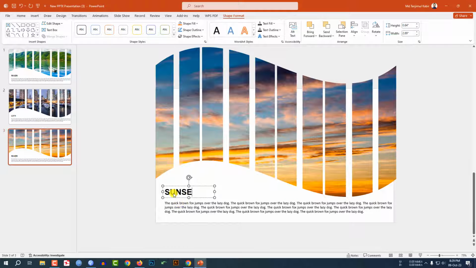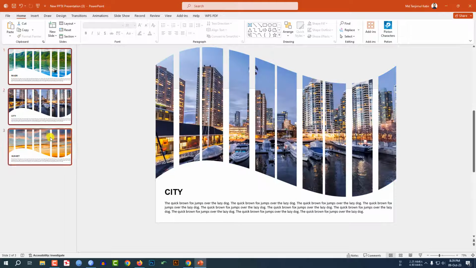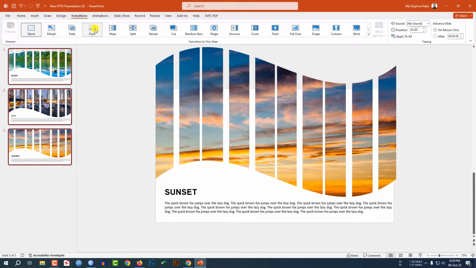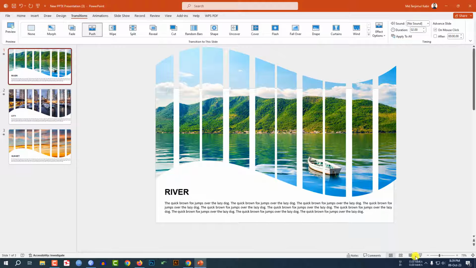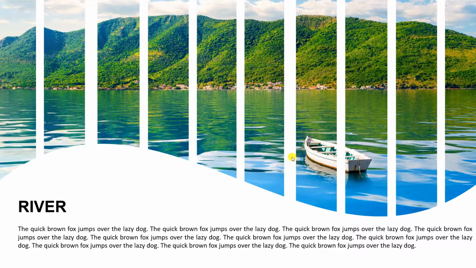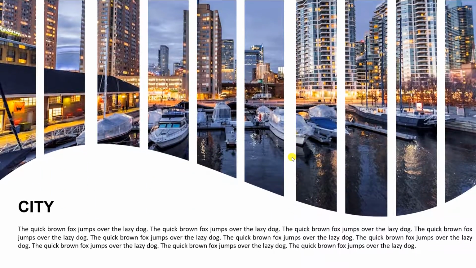write here Sunset. And select these three slides, go to Transition, click on Push and change the duration to 2 seconds. Let me click on this, go to Slideshow Mode, and this is looking perfect.